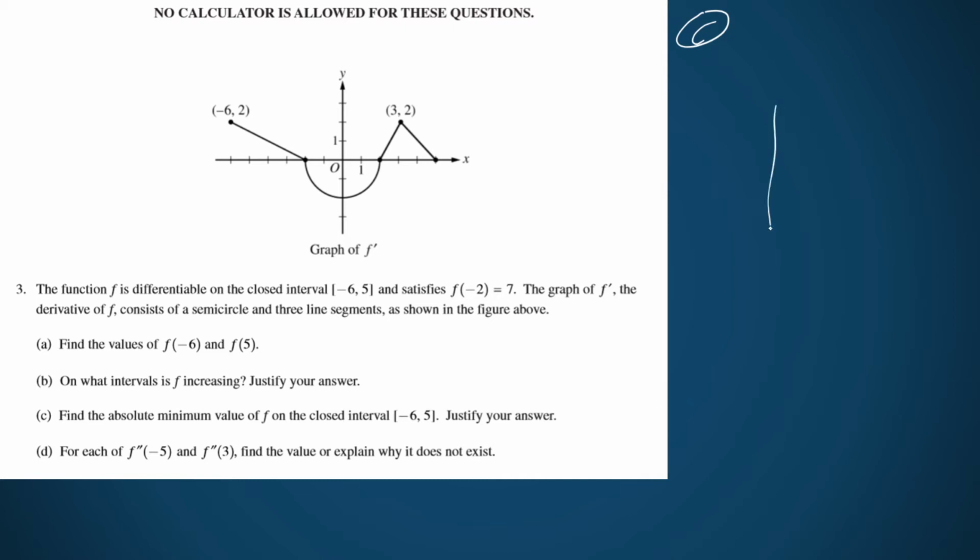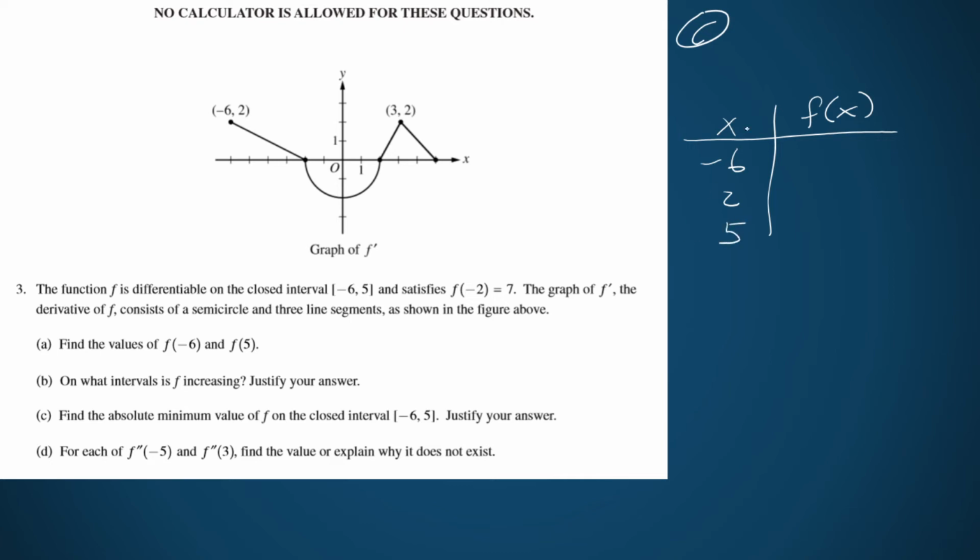Okay, so we're going to test at x equals negative 2, because we're looking for a minimum. At negative 2, we're changing from positive to negative. Oh yeah, 2, I mean positive 2. And then our start point and end point, so that's negative 6 and 5.